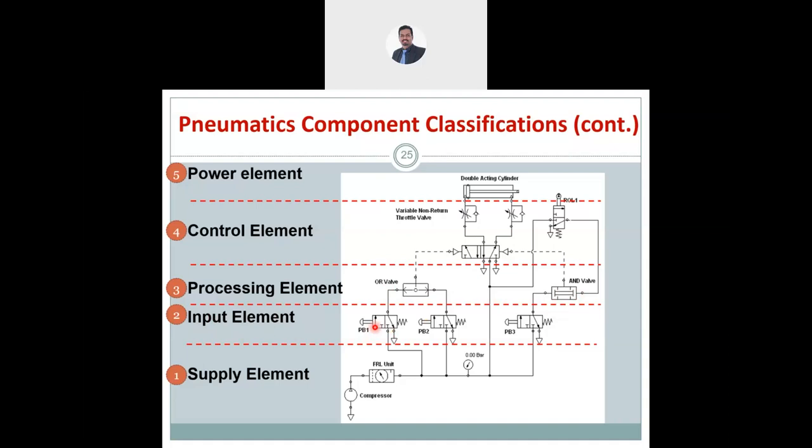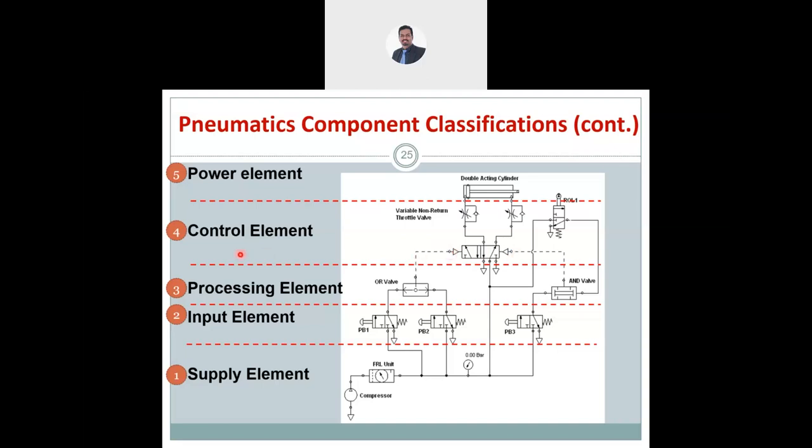Okay, so after the input element, there is the processing element. The processing element normally will process your input, and then it will send a control signal. So if this one, it will choose this side; if this one, it chooses this side. About the valves and how to interpret all this, we will learn in the upcoming chapters. We will learn this one by one. I think in a face-to-face class, I can explain better compared to online.